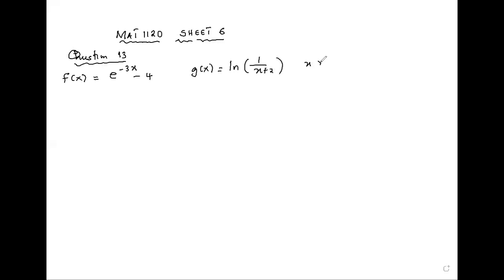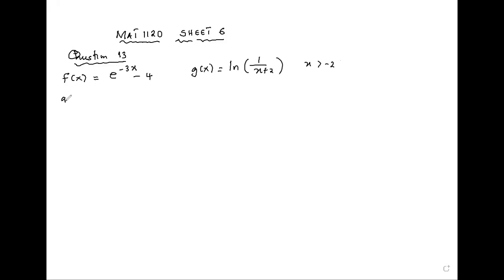Well, where x is greater than negative 2, we understand that if there is 0 in the denominator, it becomes undefined. And if there is a negative inside the ln, again it becomes undefined. That's why x has to be greater than negative 2.